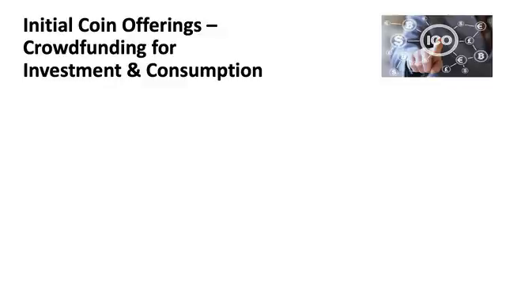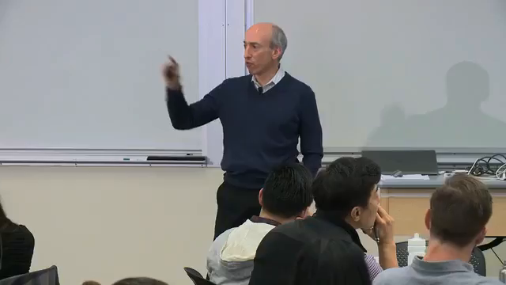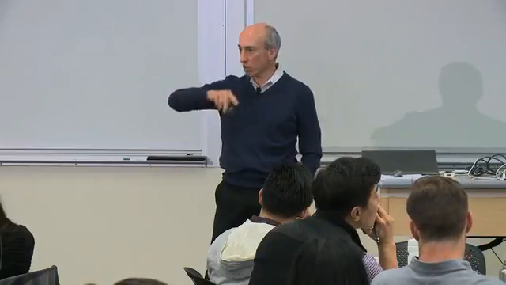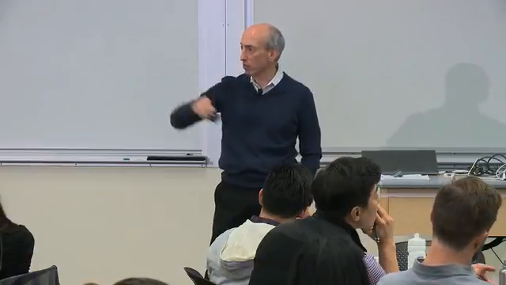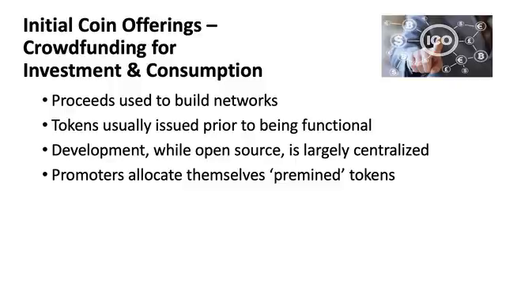But it has led to something called initial coin offerings, which we're going to study a bunch later in the semester. Initial coin offerings raise money to build a network. But the tokens are usually issued before they're usable. And a token is some native currency to be used on a network. The development is open, but highly centralized. The promoters usually give themselves some skin in the game or some VIG.